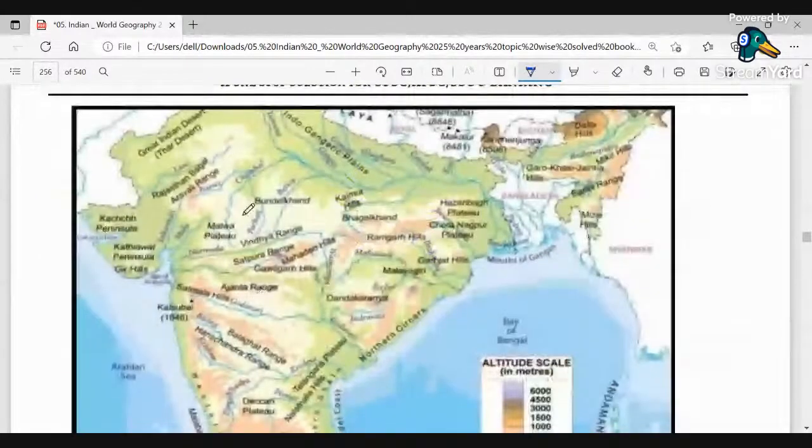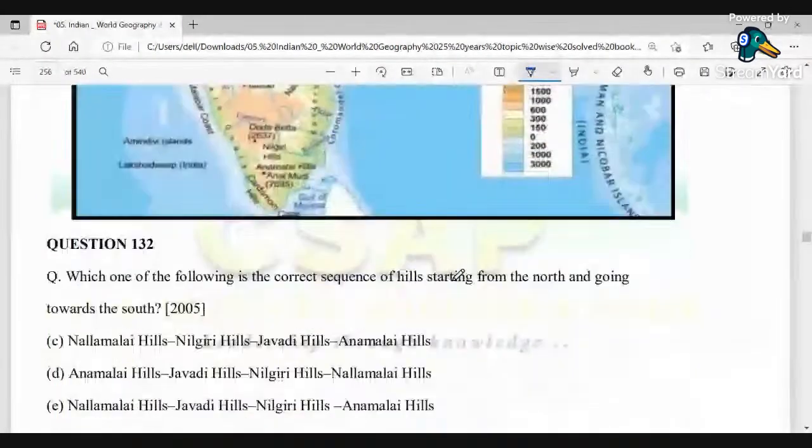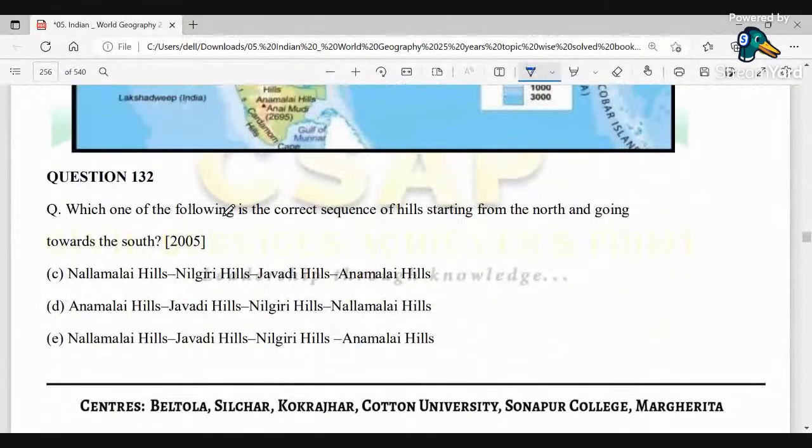Look at everything here, all the names of the hills are written associated with the regions. Now, which of the following is the correct sequence of the hills starting from north and going towards the south?